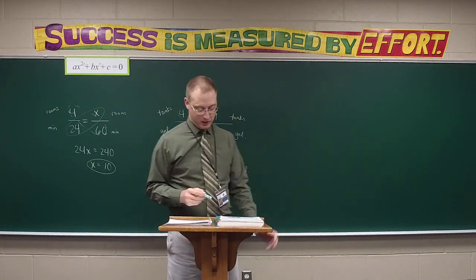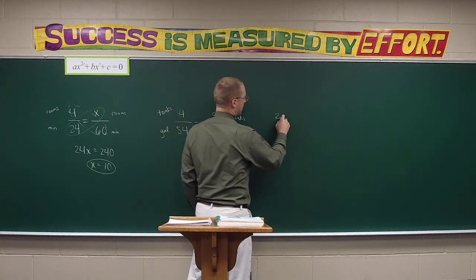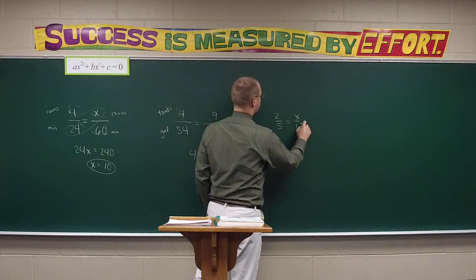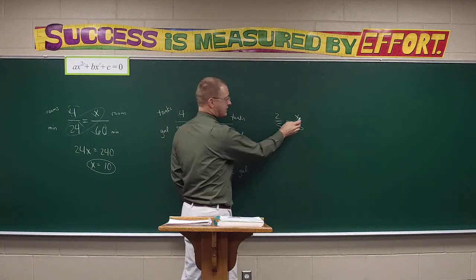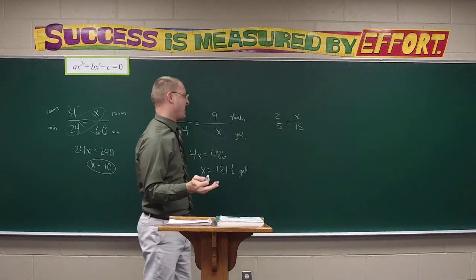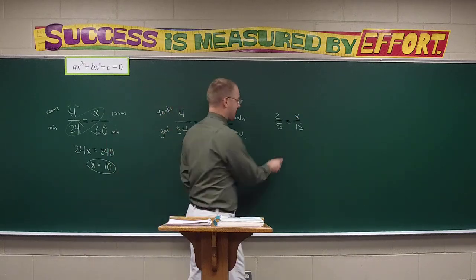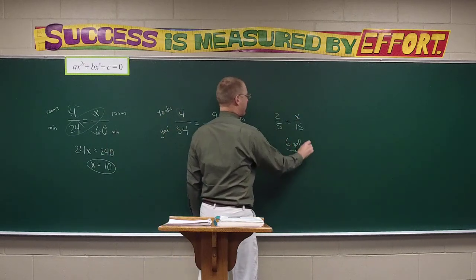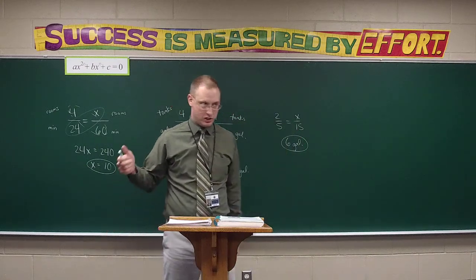And what's your proportion, Michael? 2 over 5 equals x over 15. There we go. When we've got blue is to white as blue is to white, you can do this in your head. What do we get? 6. How many is 6 gallons of blue paint needed? All right, any questions on that?